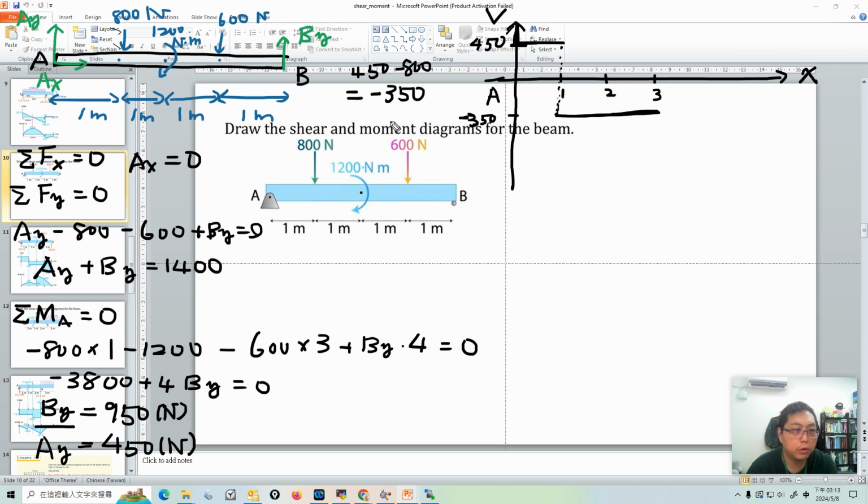So at position 3 we have minus 350 and we have 600 Newton pointing down, so minus 600. So we will have minus 950. Here we have minus 950.